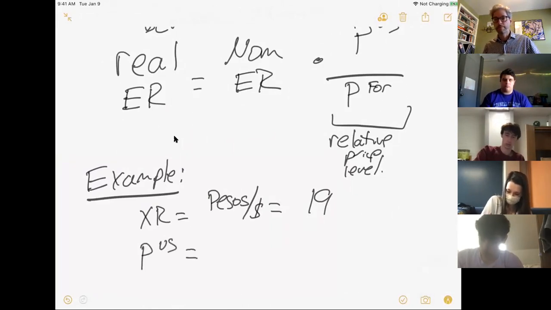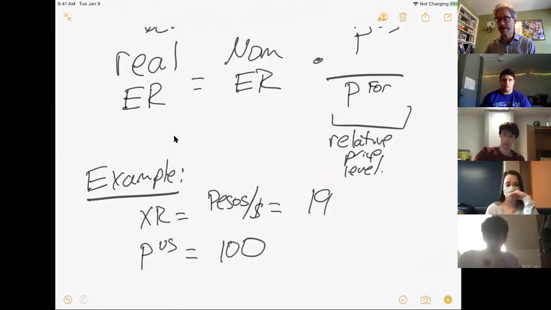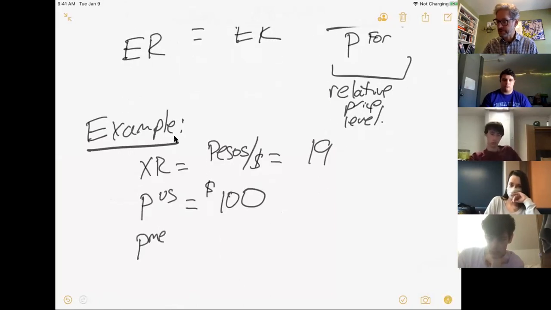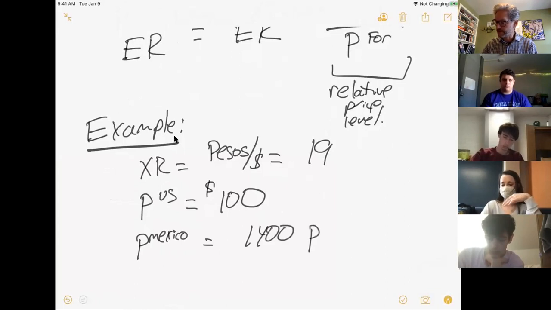You go out and you look at the price level, meaning some basket of goods, like the consumer price index, and you find that this basket of goods in the US costs $100. This same basket of goods in Mexico costs 1,400 pesos. What's the real exchange rate?